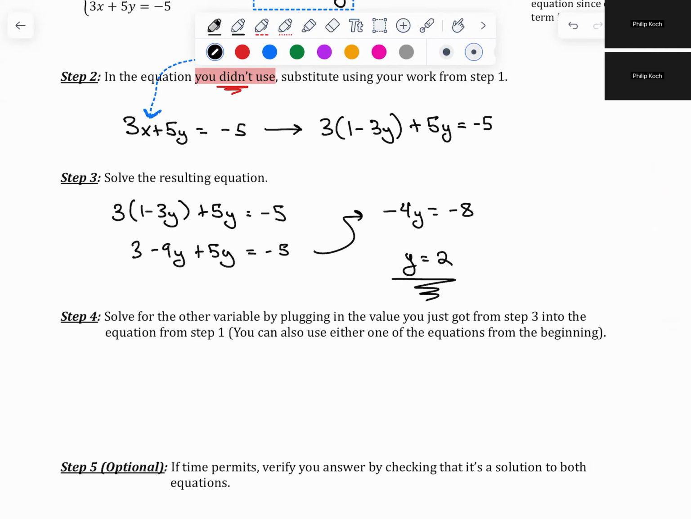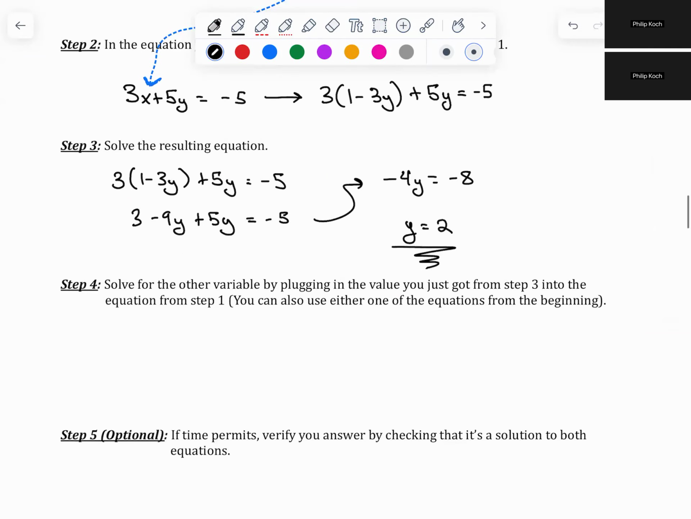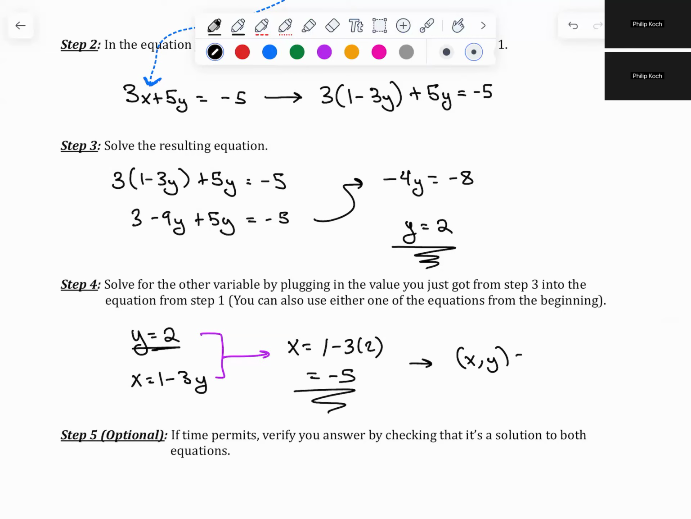But either way, you're going to solve for the other variable now by plugging in the value you just got into the equation you found in step 1. So we just found out that y equals 2, and we have x equals 1 minus 3y. So we can take this in conjunction and solve for x. X is equal to 1 minus 3 times y, which we found to be 2. And that will give me 1 minus 6, which will be equal to -5. So we have the solution, x comma y is equal to -5 comma 2.